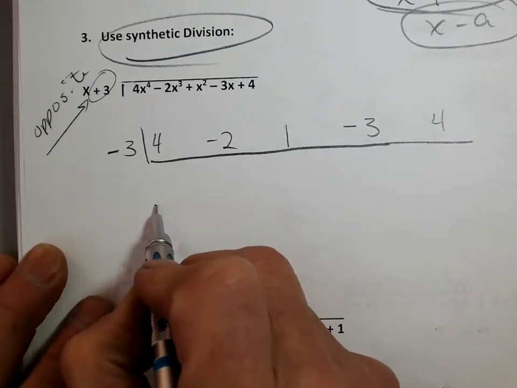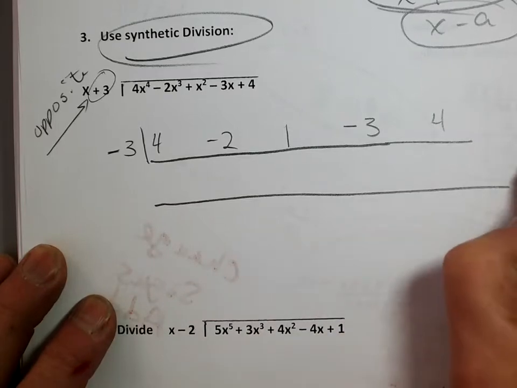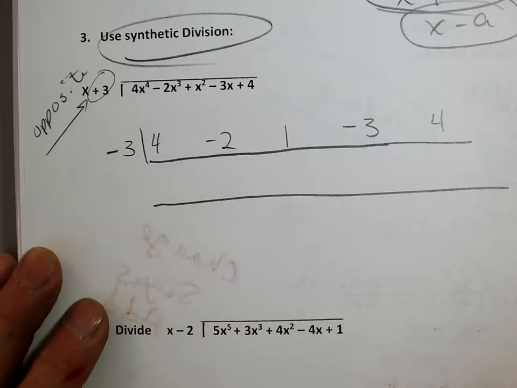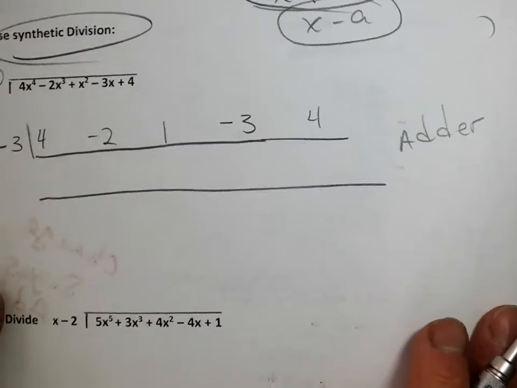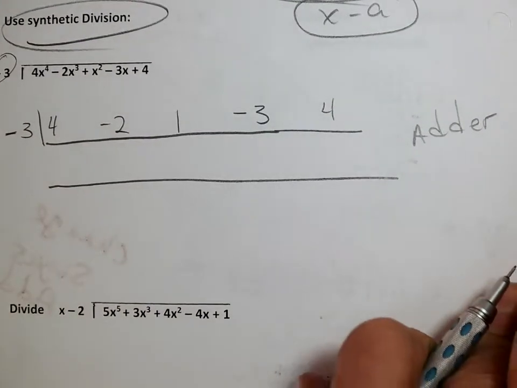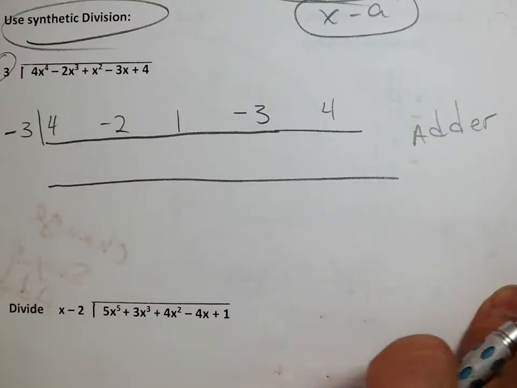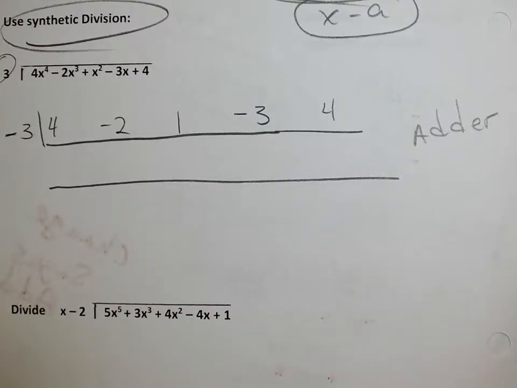Now, below that, leave a little space. This is my, excuse me, if Mrs. Hesse were here, she'd be like, what? This is my adder line. And I know there's no such word as adder. But we're going to call it our adder line. Okay with that? It's math class, I can do that. You're right, there's no such word as adder.